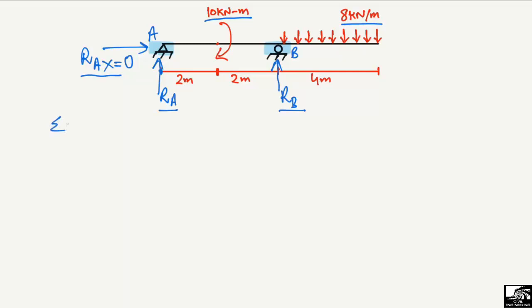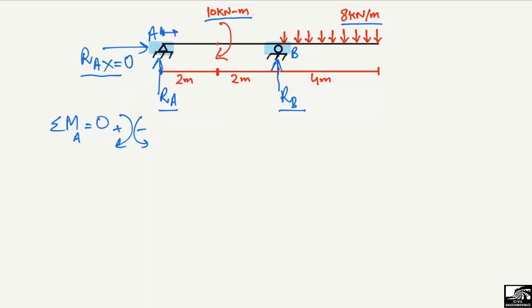Starting with the first equilibrium equation, the summation of moments at any point is equal to 0. Let's take the summation of moments at point A equal to 0. You can also take it at point B, but here let's take point A. The clockwise moment is taken as positive, and the anti-clockwise moment is taken as negative. These are our sign assumptions in this example.